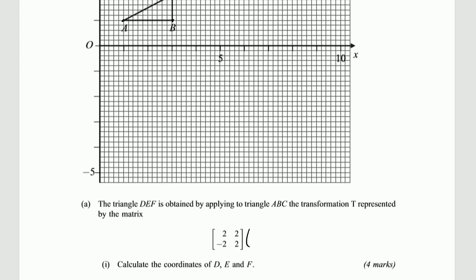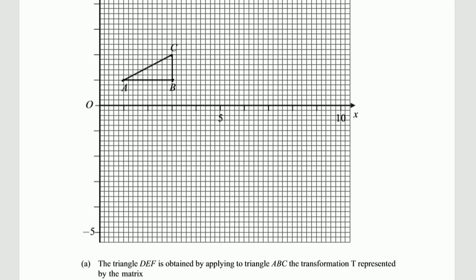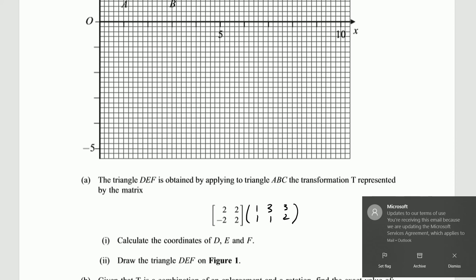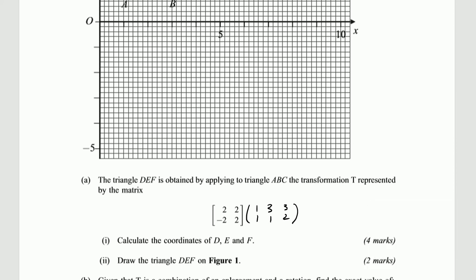So A has coordinates 1, 1. B has coordinates what looks like 3, 1. And C has coordinates 3, 2. Okay, a quick look at these matrices will realize that we can multiply them together. 2 rows by 2 columns multiplied by 2 rows by 3 columns. The 2's in the middle match up. So let's do this multiplication. I'm going to end up with another 2 by 3 matrix.